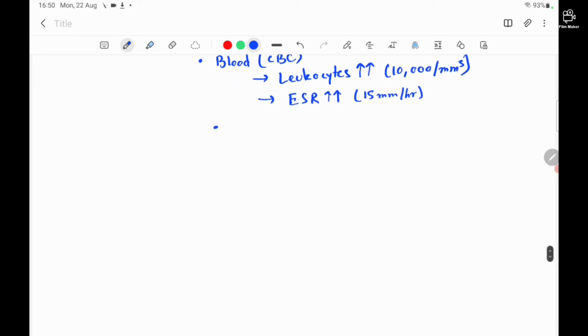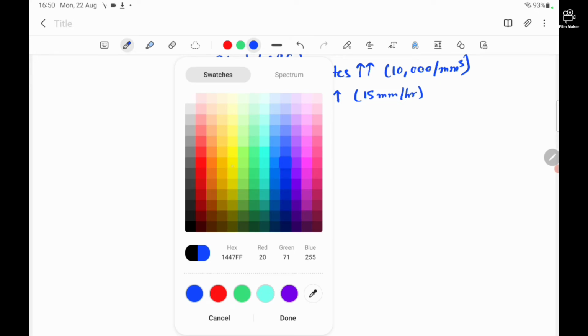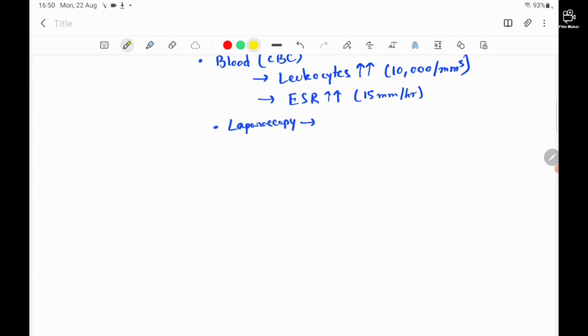Then you should go for laparoscopy. And let's write it in yellow. This is the gold standard.